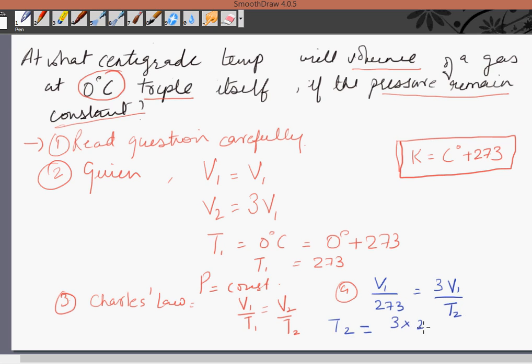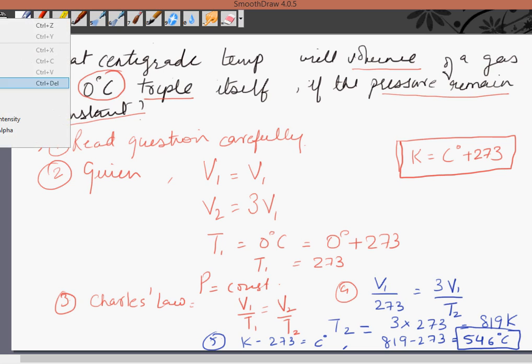It's 819 Kelvin. Now the question says at what centigrade temperature, so you have to again convert into centigrade. So Kelvin minus 273 equals centigrade. Put the values in this. So it comes out to be, so this is your final answer. I hope now you are going easy with the numericals.